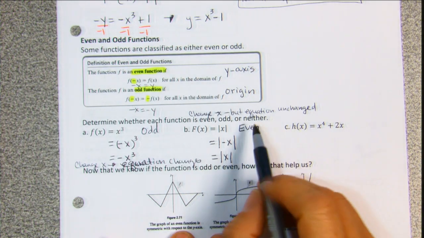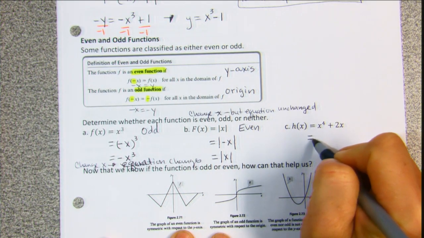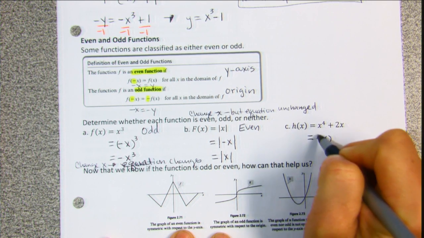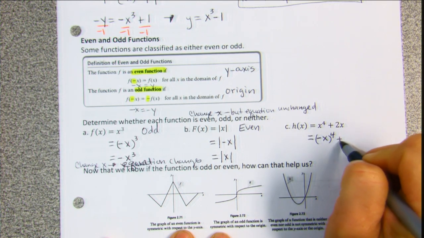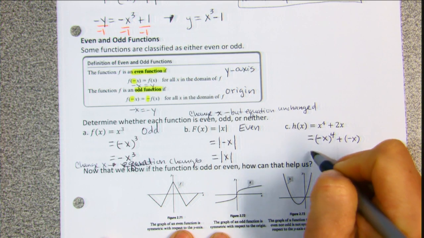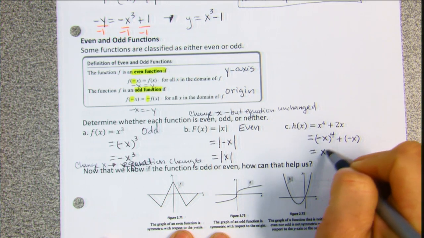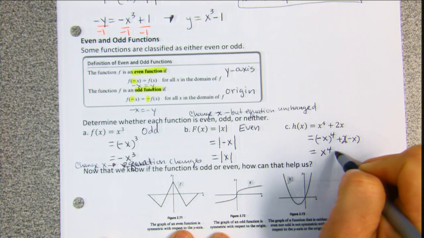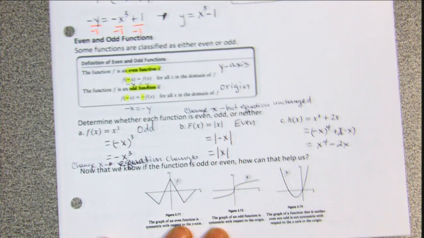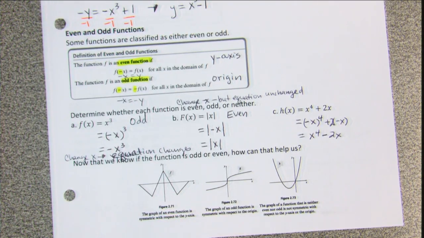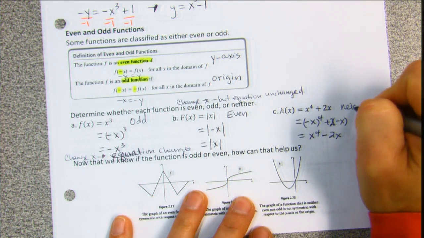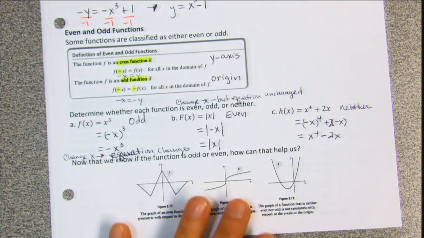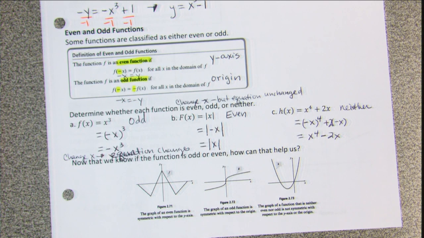You can also have neither, and a neither would look kind of like this. You're still changing the x values to negatives. And then if you notice, this one stays a positive, and this one becomes a negative 2x. So one changed, one didn't, so we would call that neither. It does change the equation overall, but it doesn't change both of the terms that have x.